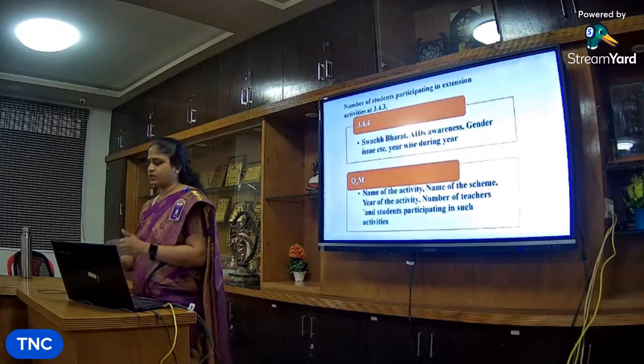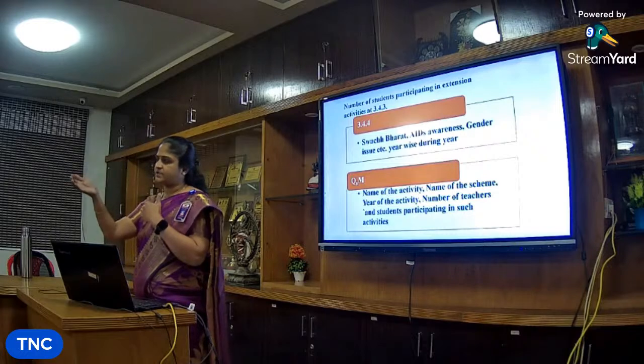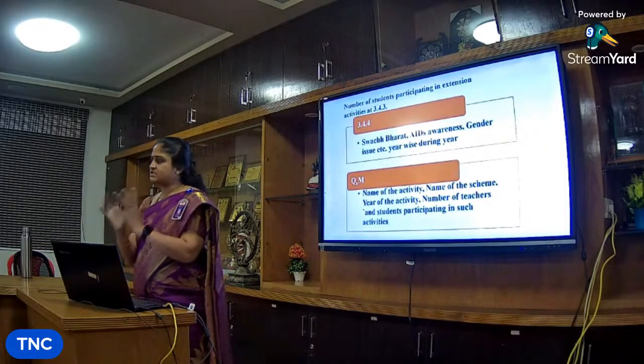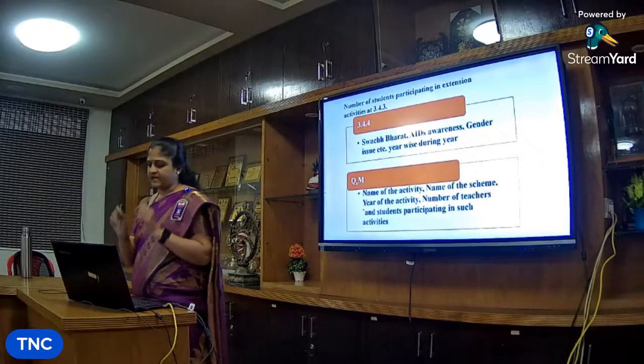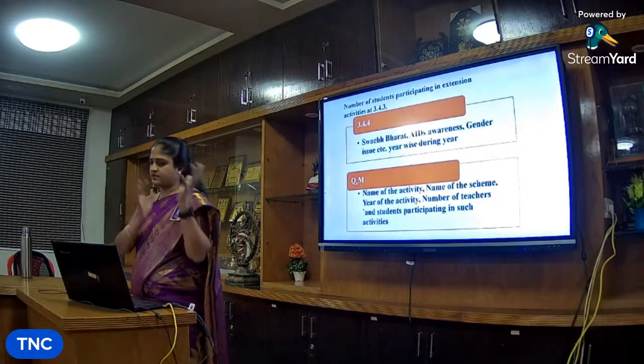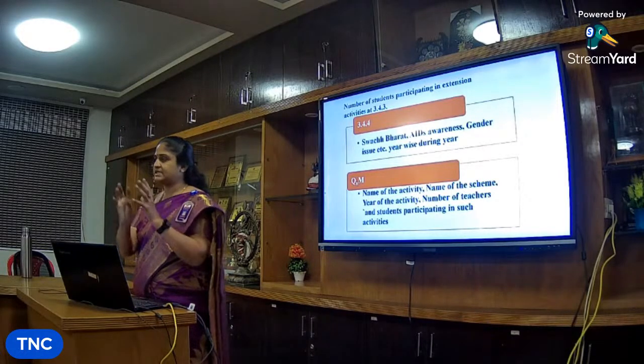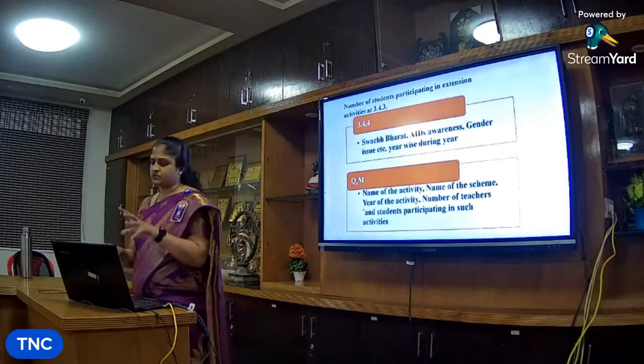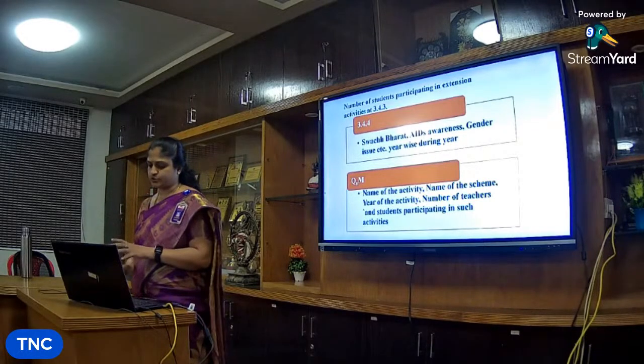Next is 3.4.4. In this, we have to take data from 3.4.3, only that which pertains to Swachh Bharat, AIDS awareness, gender issue. Only these three. All the activities will be given in 3.4.3, but only these three topics will be focused on here: Swachh Bharat, AIDS awareness, and gender issue.